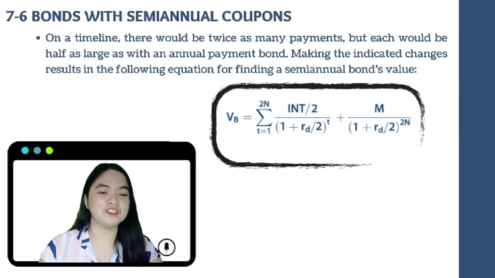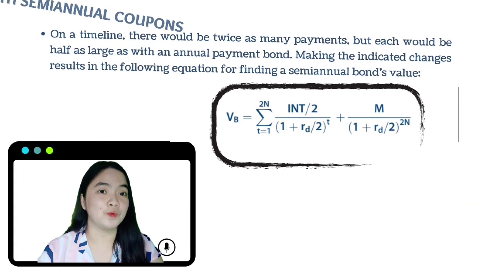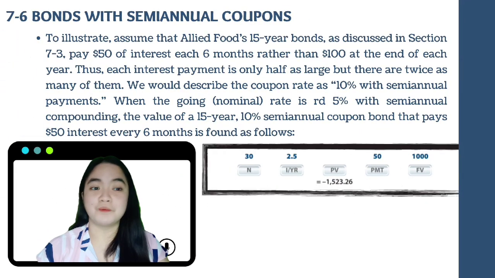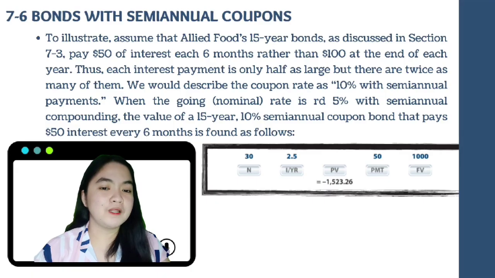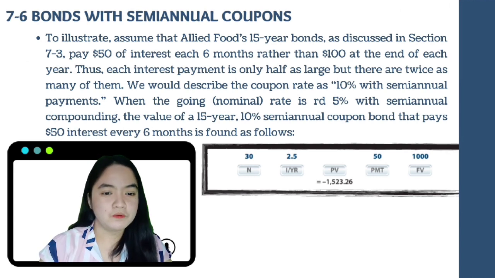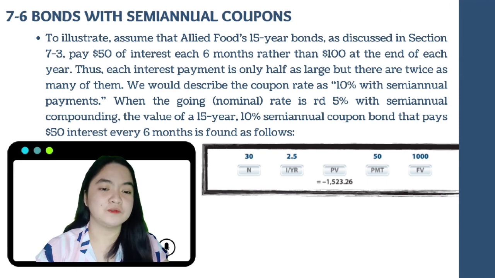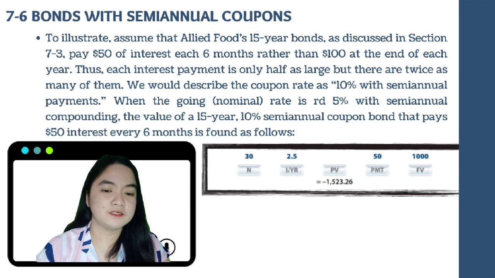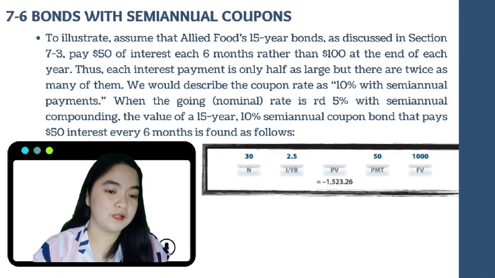The equation is the summation of INT divided by 2 over 1 plus R sub D divided by 2 raised to t, plus M over 1 plus R sub D divided by 2 raised to 2n, as t goes from 1 to 2n. To illustrate, assume that Allied Foods' 15-year bonds as discussed in Section 7 pay $50 of interest each 6 months rather than $100 at the end of each year. Thus, the interest payment is only half as large but there are twice as many of them. We would describe the coupon rate as 10% with semi-annual payments. When the going nominal rate is R sub D 5% with semi-annual compounding, the value of the 15-year, 10% semi-annual coupon bond that pays $50 interest every 6 months is found as follows.